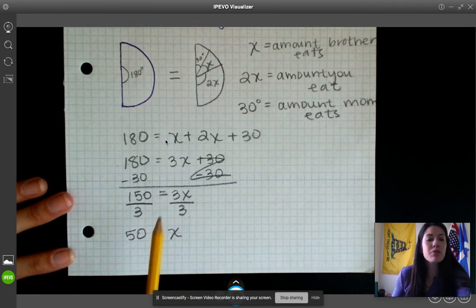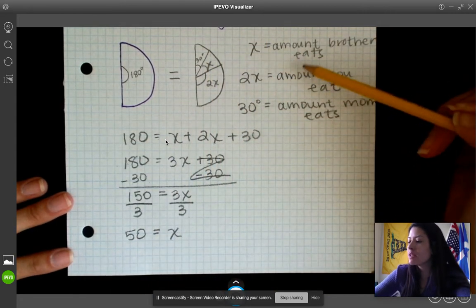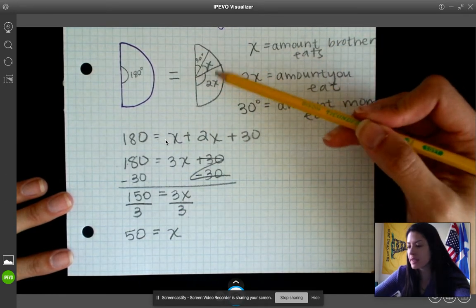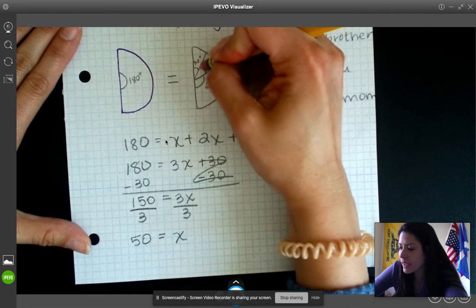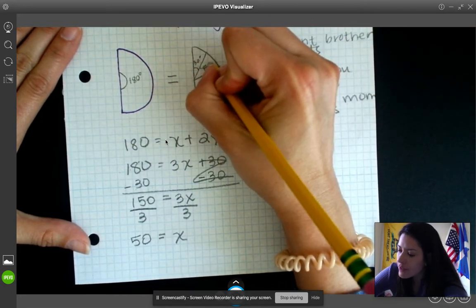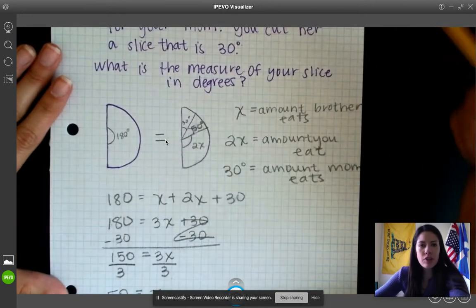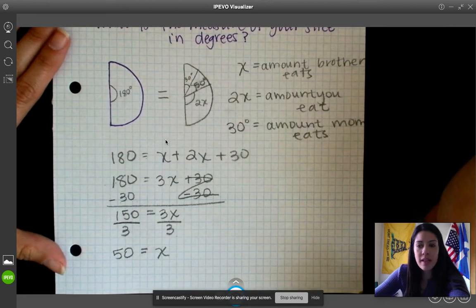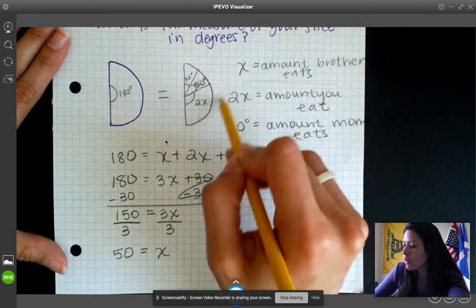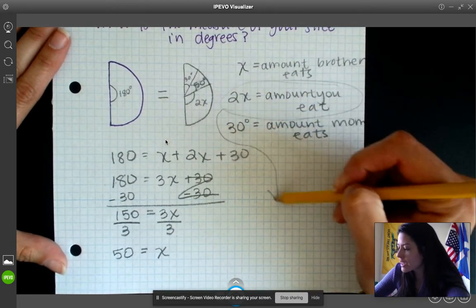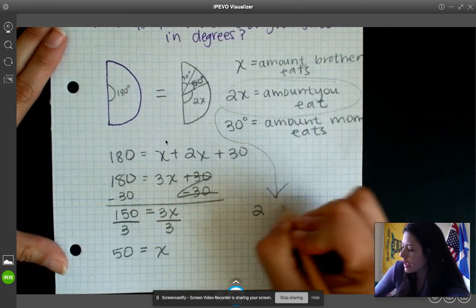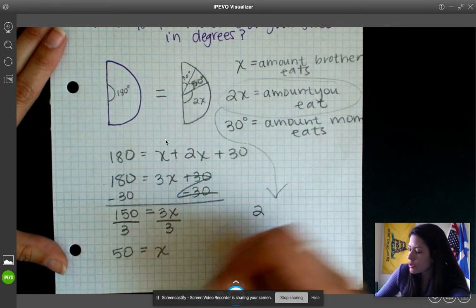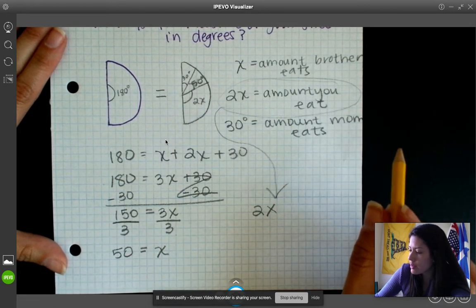No, not quite yet, because remember, x equals the amount that my brother is going to eat. So if x is how much my brother is going to eat, I'm going to rewrite this: x is equal to 50 degrees. But what is the measure? This question says, what is the measure of your slice in degrees? If your slice is 2 times x, then whatever x is, I need to multiply it by 2. So 2x is how much you eat.